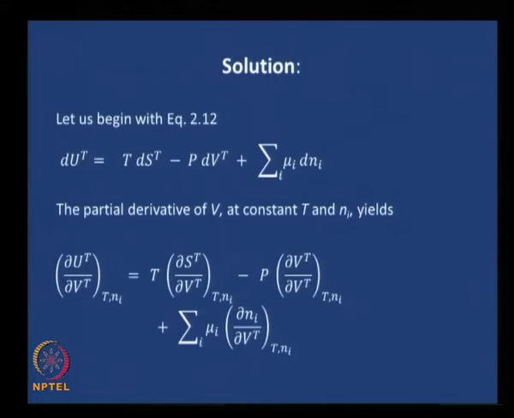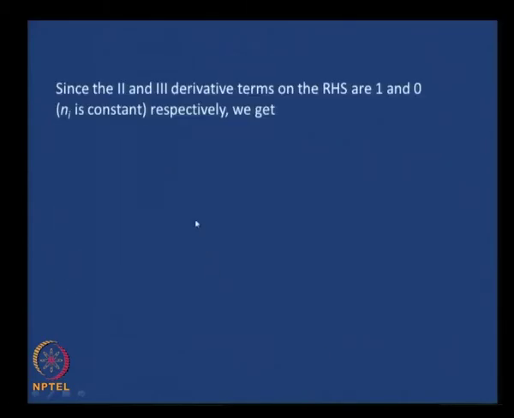Let us continue with the solution. Look at the second and third terms on the right hand side here, minus P ∂Vt/∂Vt at constant T, Ni, plus summation of mu_i ∂Ni/∂Vt at constant T, Ni. The second and third derivative terms on the right hand side are 1 and 0. 1 because ∂Vt/∂Vt goes to 1, and 0 because Ni is a constant, so any variation with Ni would be 0.